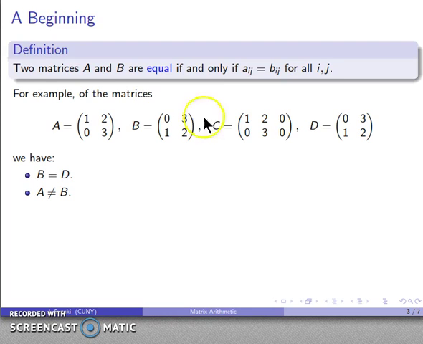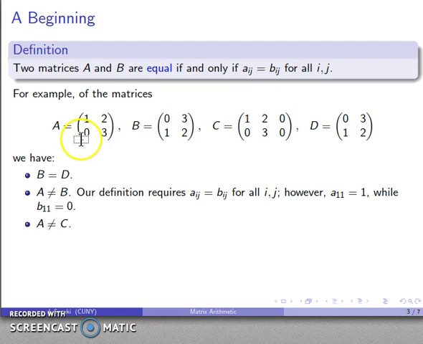A and B are not equal. They have the same entries, 1, 2, 3, and 0, but they are in different locations. The 1,1 entry of A is 1, the first row, first column entry of B is 0, and they're not equal, and we only get to declare them equal if the equality holds for all components. So A and B are different.